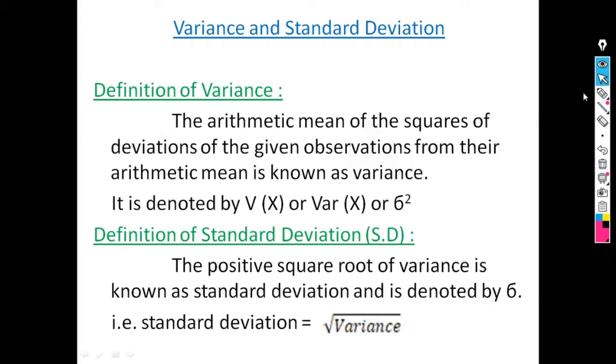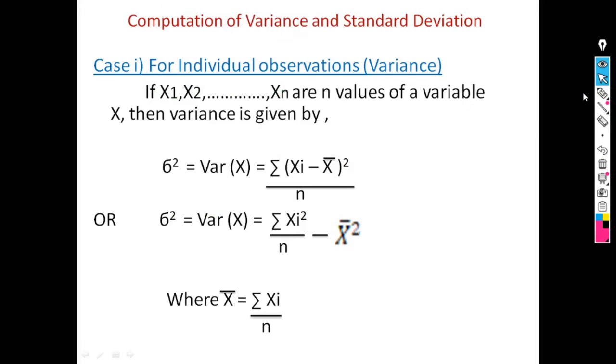Now we see how to calculate variance and standard deviation for different types of data. First one is for individual observations. Individual observation means single observations like 2, 4, 7, 9, 8 and so on. This type of observation is known as individual observation. First we see how to calculate variance for this type of data.